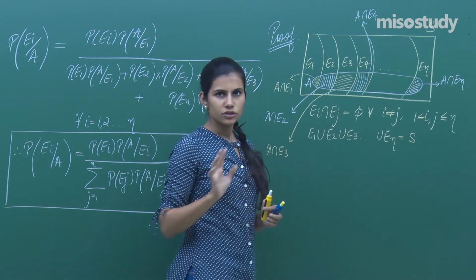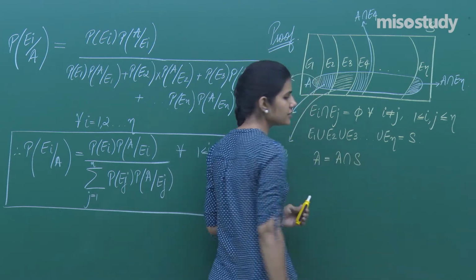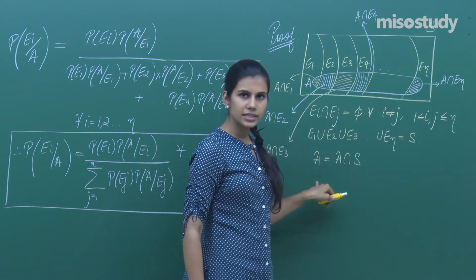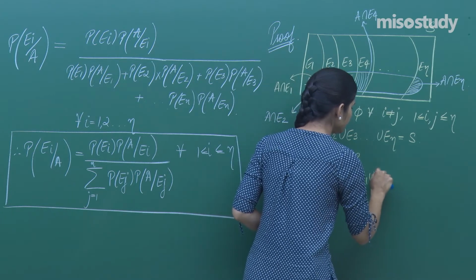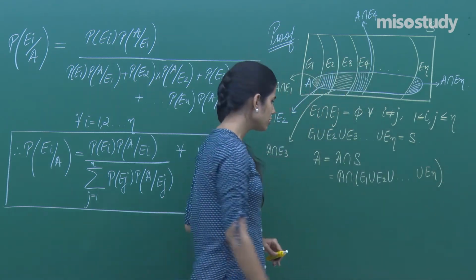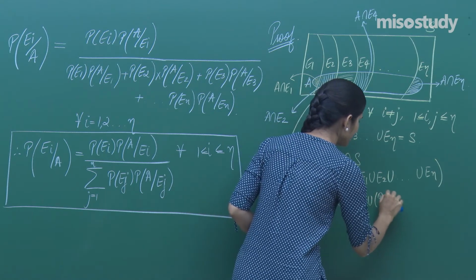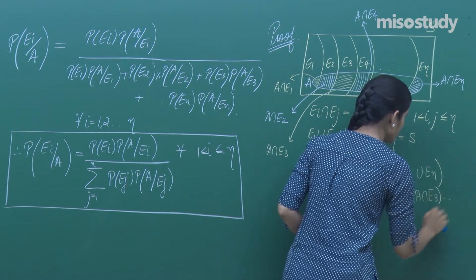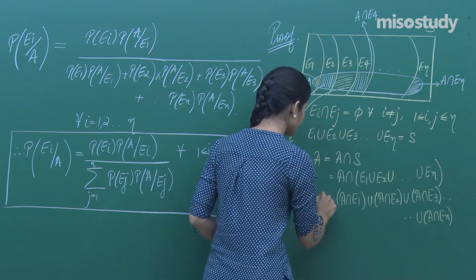Why am I doing this? A can be written as A intersection S, isn't it? Between A and S, what is the common portion? Of course A. So A intersection S is nothing but A. A is a subset of S. But S is nothing but E1 union E2 union E3 and so on union En. By the distributive law, you know that this can be written as A intersection E1 union A intersection E2 union A intersection E3 and so on union A intersection En. This is A.